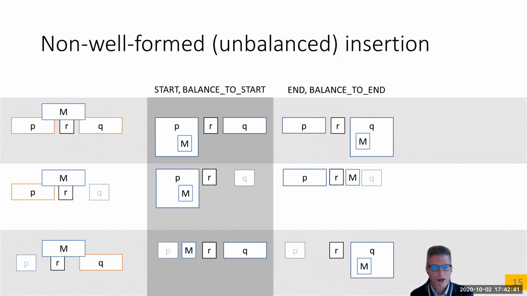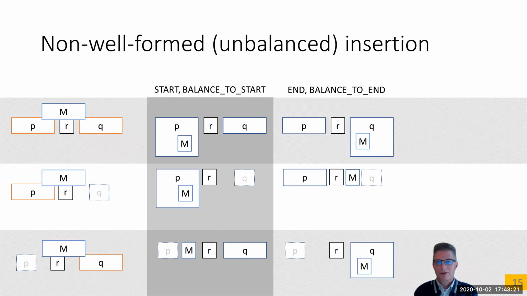There are more strategies for unbalanced insertion. Start and balance to start are the same in this case, because balance to start is only used when there's an unbalanced insertion, and then it will use the start strategy. And end, balance to end, do the same for the end strategy. So in the first case, M intersects at its start position with P, it intersects its end position with Q, and as we saw earlier in the start and end strategies, M will be collapsed to either its start or end position. So it's not too difficult to see what happens here.